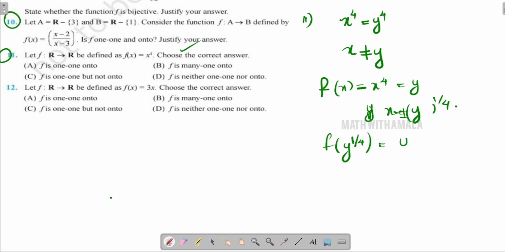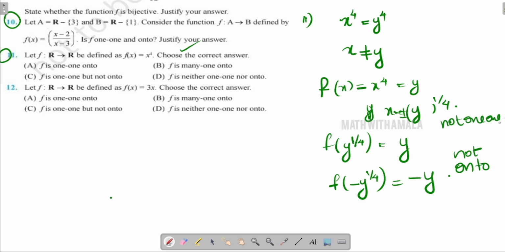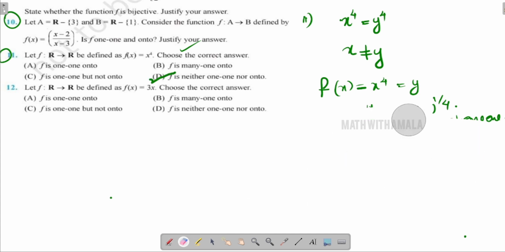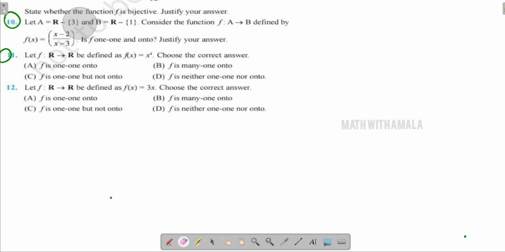Then f of y raised to 1 by 4 is equal to y, and f of minus y raised to 1 by 4 is also equal to y. Hence you are getting different values. Hence it is not onto, since this function doesn't map to a particular y only. Hence option D is right: f is neither one-one nor onto.